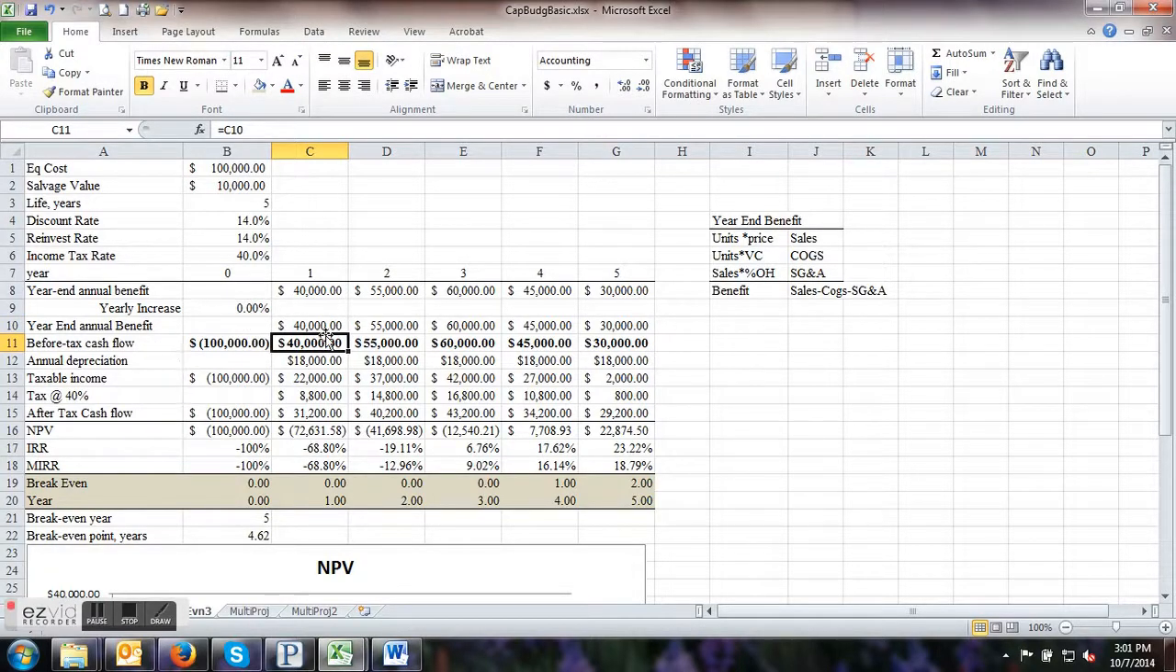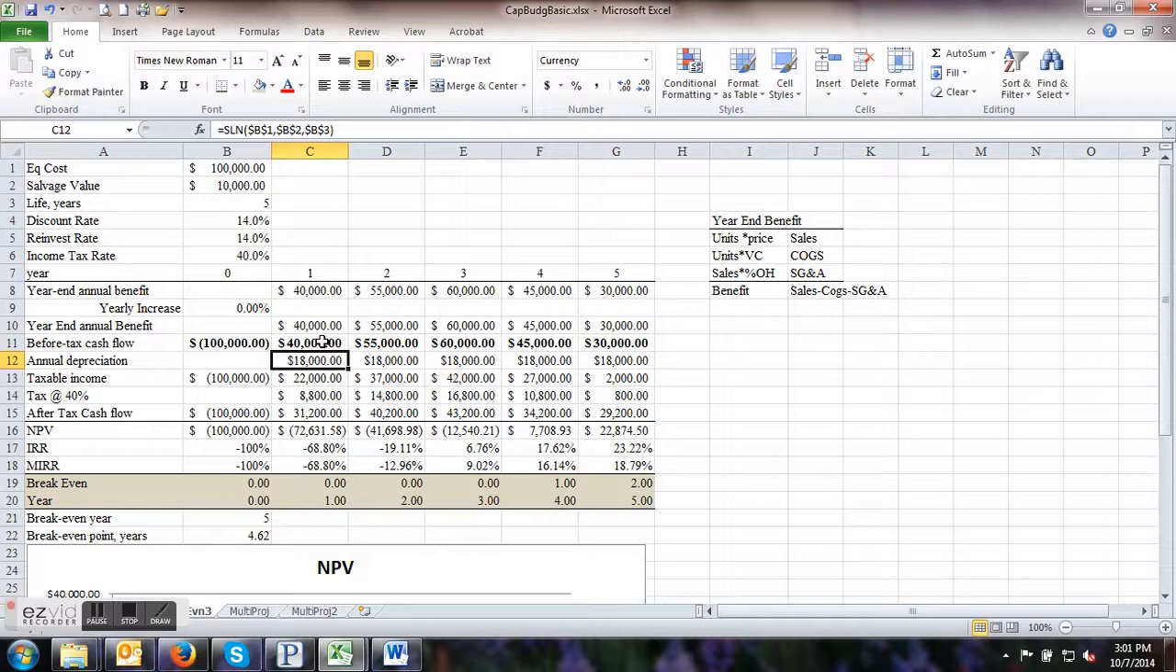Before tax cash flow is simply equal to the annual year-end benefits, except we have minus 100,000 in my case, or minus your capital expenditure in your case, for the cash that's going out. We're using straight line depreciation in your project. I expect to see a straight line, an SYD, and a double. We're not going to deal with the MACRS. You don't know how difficult that was for me to get out.